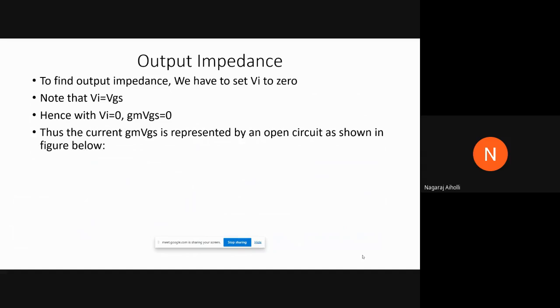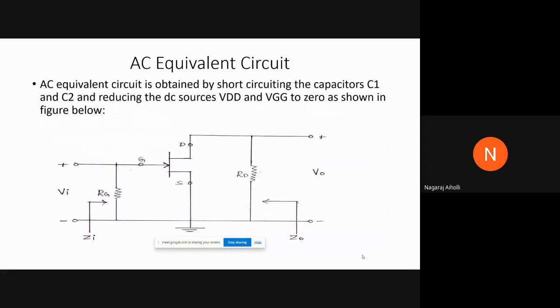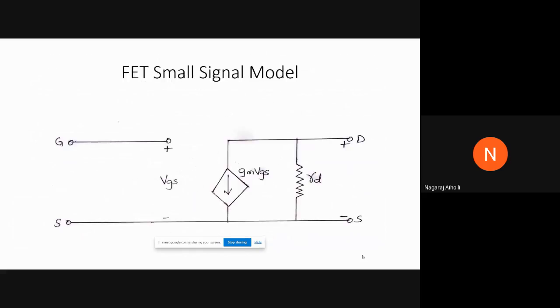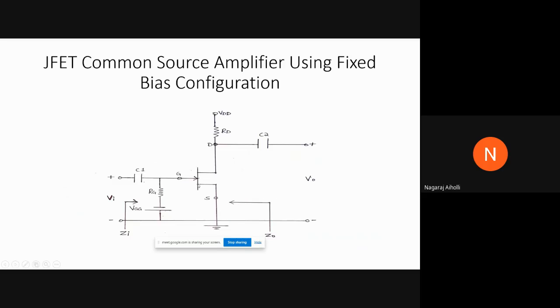Next, let us move on to finding the output impedance. To find the output impedance, we have to make Vi equal to 0. We are aware that to find the output impedance, we have to turn off the active sources, that is, make Vi equal to 0. If we make Vi equal to 0 in this circuit, VGS will be 0 in the small signal model, since Vi is VGS. When VGS is 0, gm VGS will be 0, is it not? This is for the common source amplifier using fixed bias configuration.